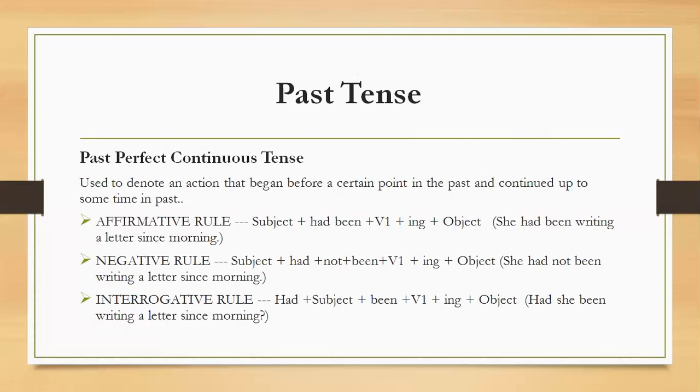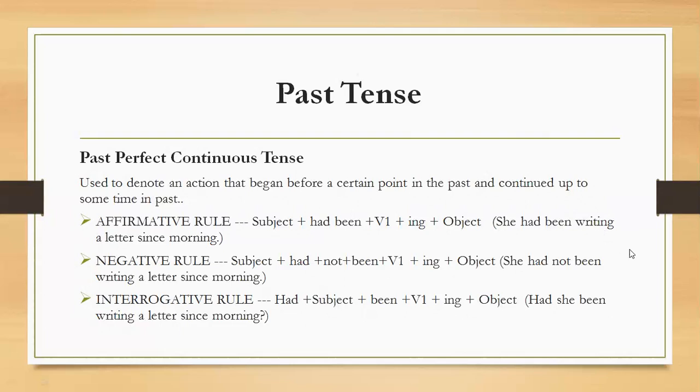So here also, as we have read in case of present tense, past perfect continuous tense is a combination of the perfect and continuous. So here it is used to denote the action that began before a certain point in the past and continued up to some time in the past. That means it has started and continued for some time.